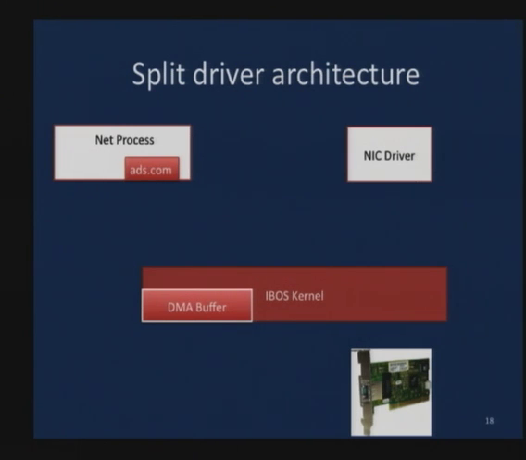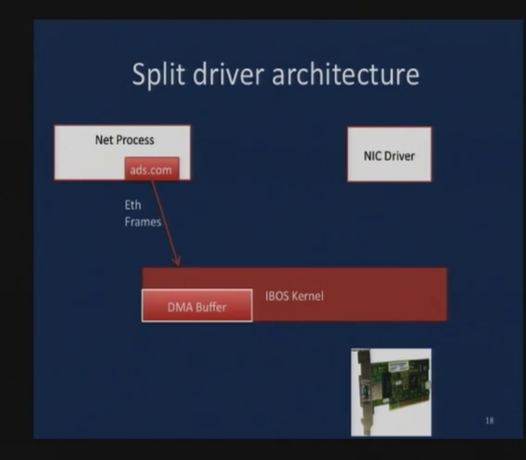To give you a more concrete example of what this means, I've got an example shown here for sending a series of Ethernet frames across the network. Shown on this slide, we have a network process that has been labeled with ads.com and should make requests to ads.com. Then we've got a NIC driver on the right, which handles the programming of the underlying device, and then the IBOS kernel, which manages DMA buffers. So if somebody makes a network request to ads.com, the network process will form an HTTP request, and then form TCP frames and IP frames until it finally gets to a set of Ethernet frames that it then sends down to the IBOS kernel.